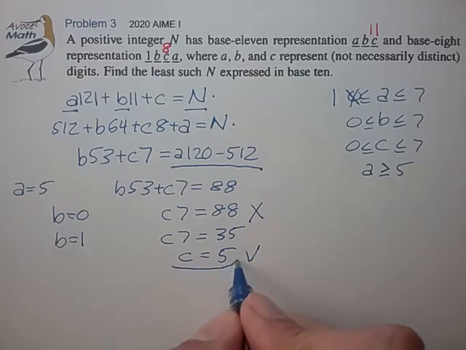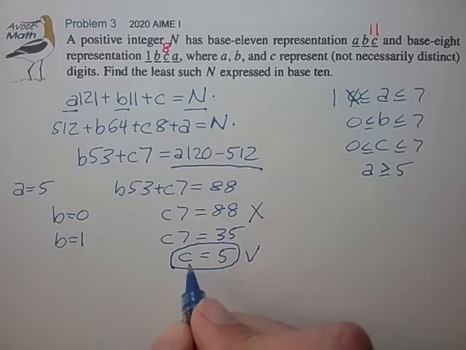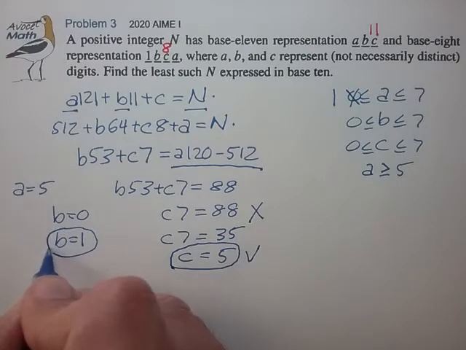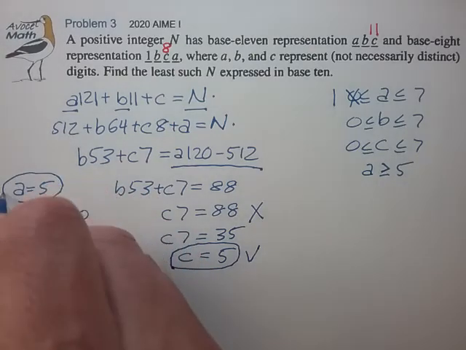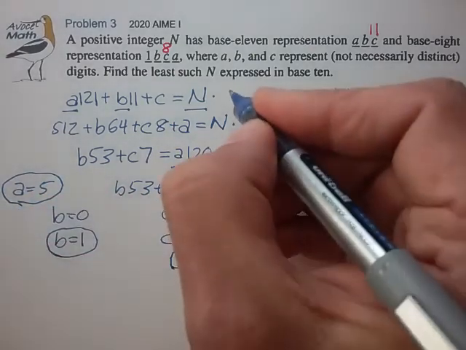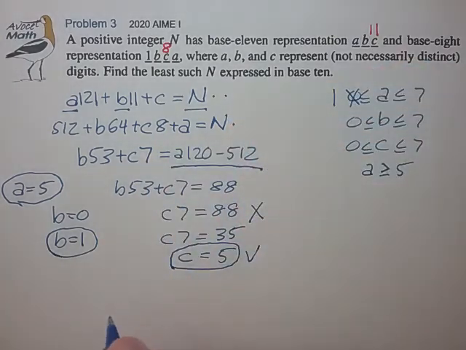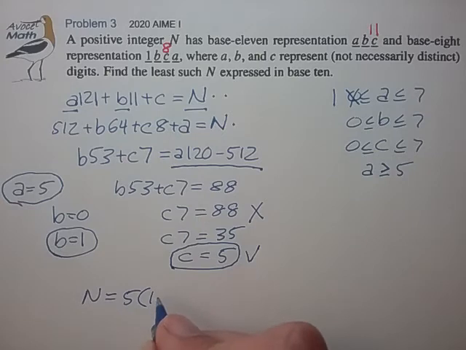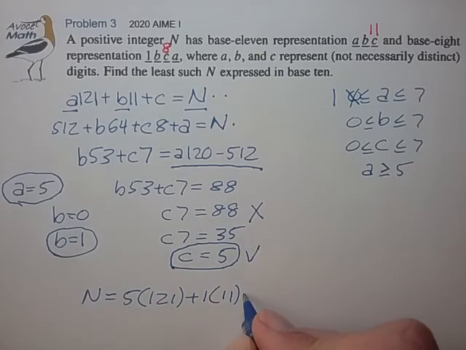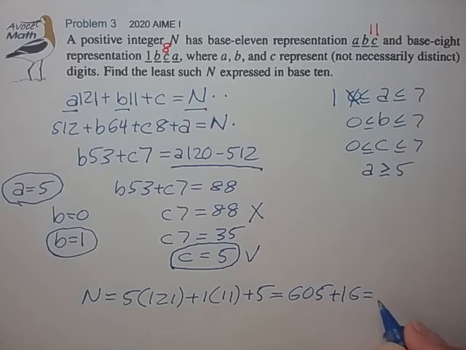So the valid solution that minimizes n is C equal 5, B is equal to 1, A is equal to 5. Using the first equation, we can calculate n to be 5 times 121, plus 1 times 11, plus 5, 605, plus 16, 621. Final answer.